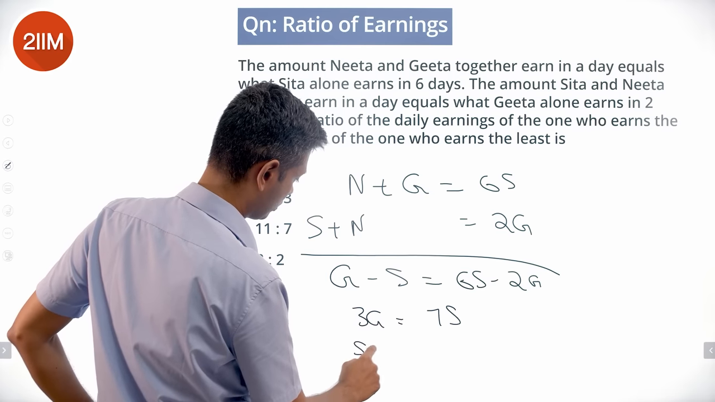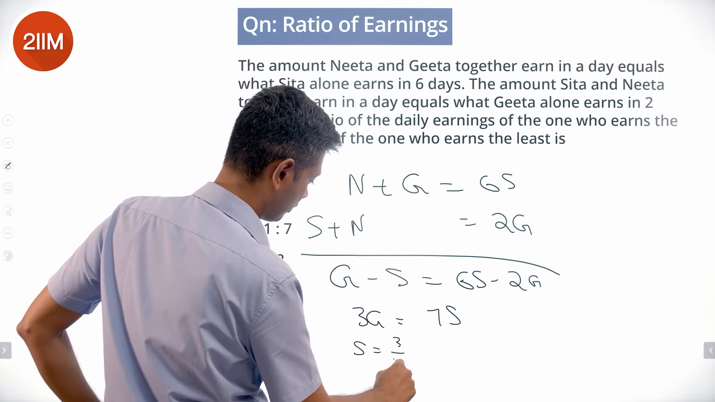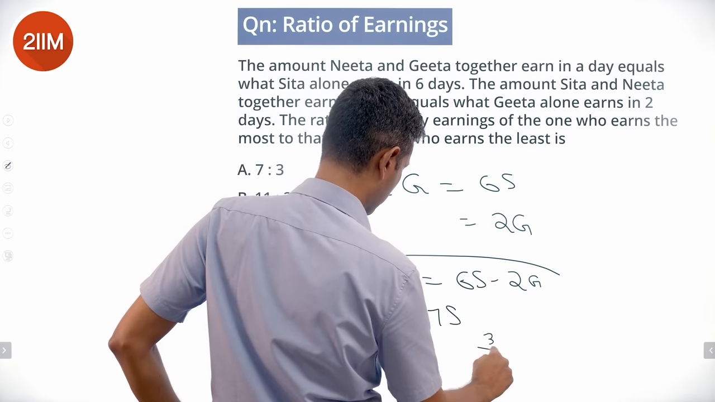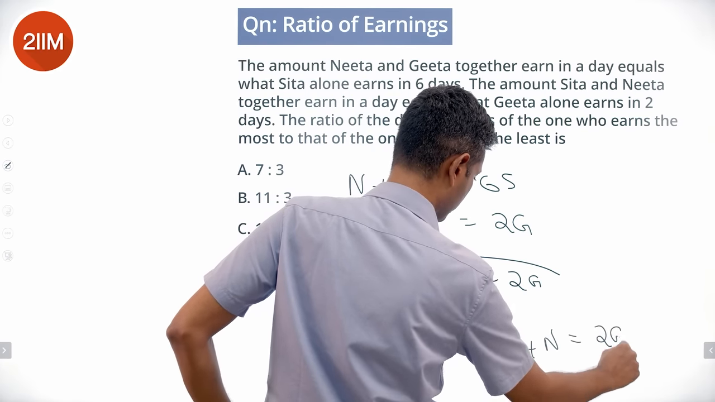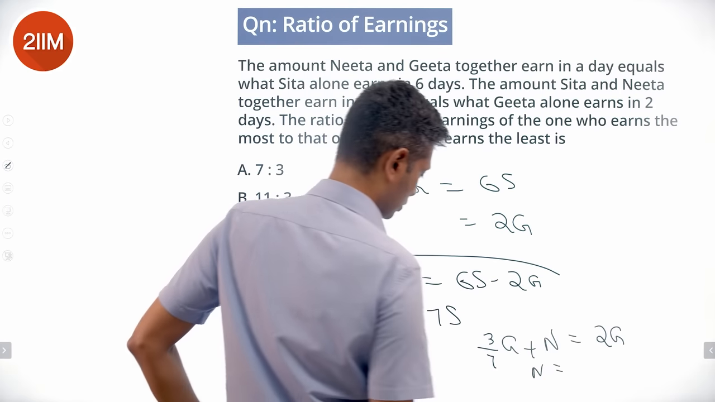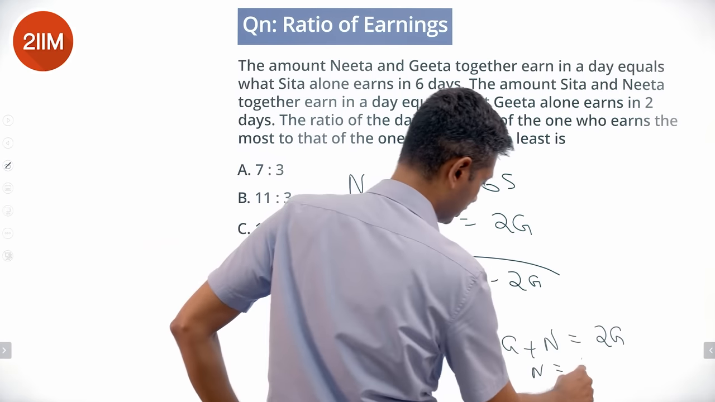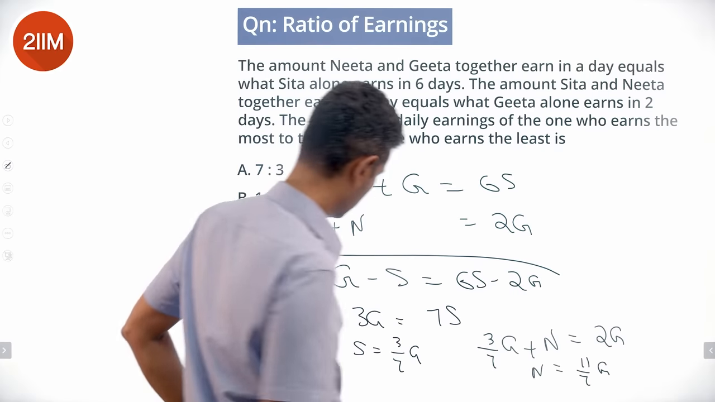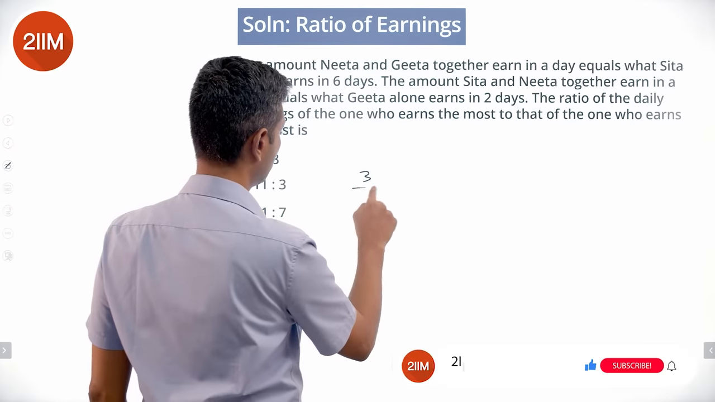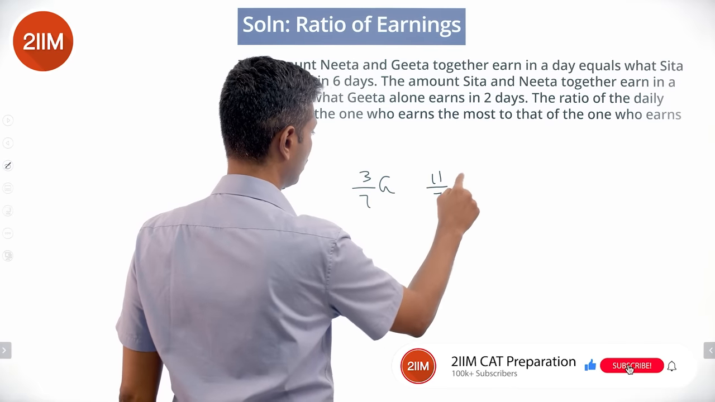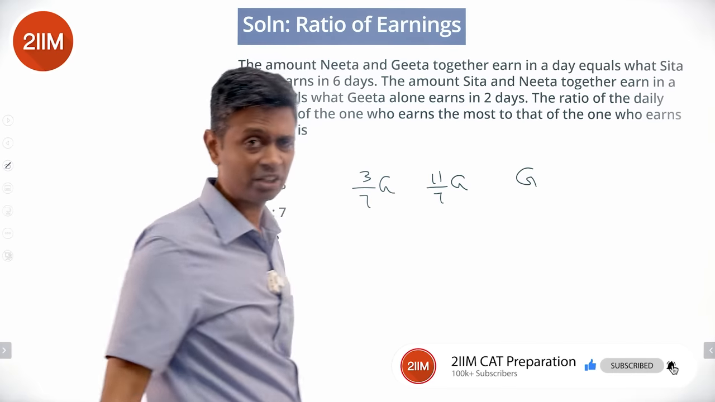S is 3 by 7 G. 3 by 7 G plus N equals 2G. N equals 14 by 7 minus 3 by 7, which is 11 by 7 G. S is 3 by 7 G, N is 11 by 7 G, and G. Those are the three earnings.